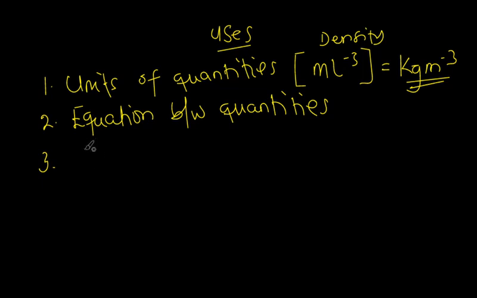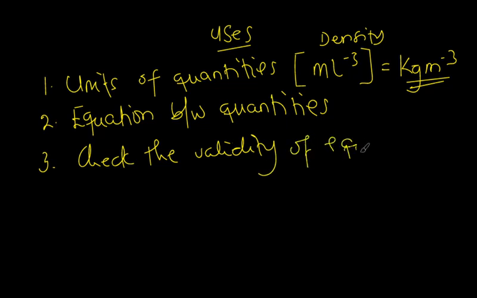So finally, it can be used to check the validity of equations. If you have any equation and you want to know whether the equation is valid or not, you can use dimensional analysis to check for the validity of this equation. Now we said we can use dimensional analysis to derive an equation between quantities. So let's have a look at how we do that.